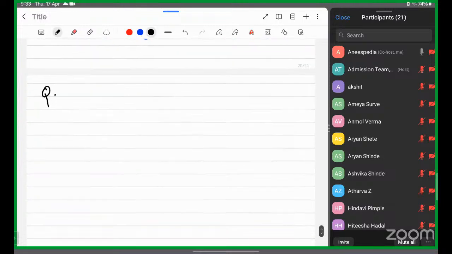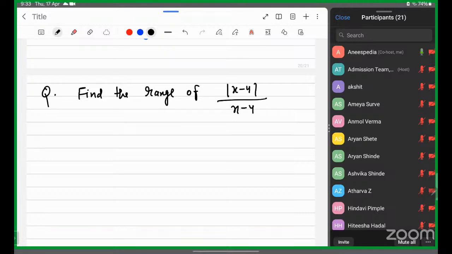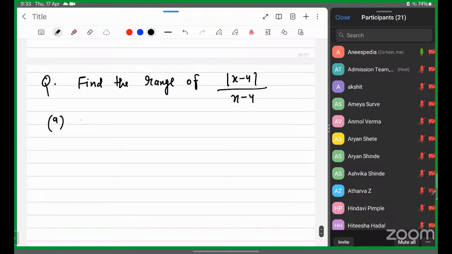Next question is find the range of mod x minus 4 by x minus 4. Option A minus 1 comma 1. Option B minus 2 comma 2. Option C R, whole real numbers. And option D Z. What will be the range?